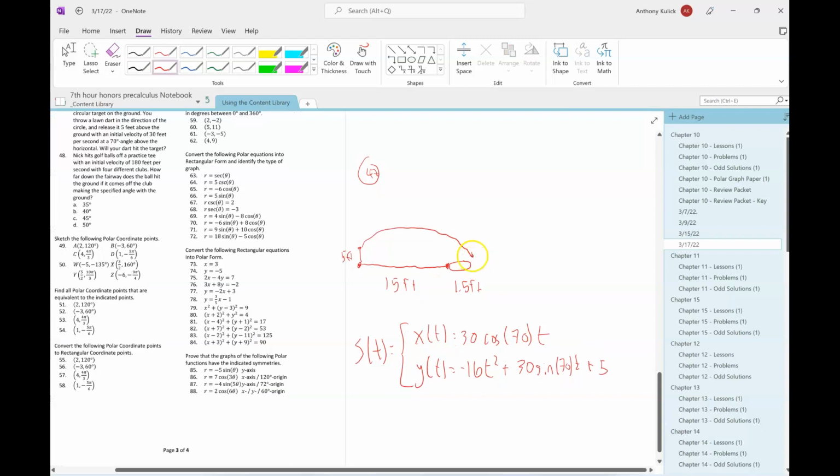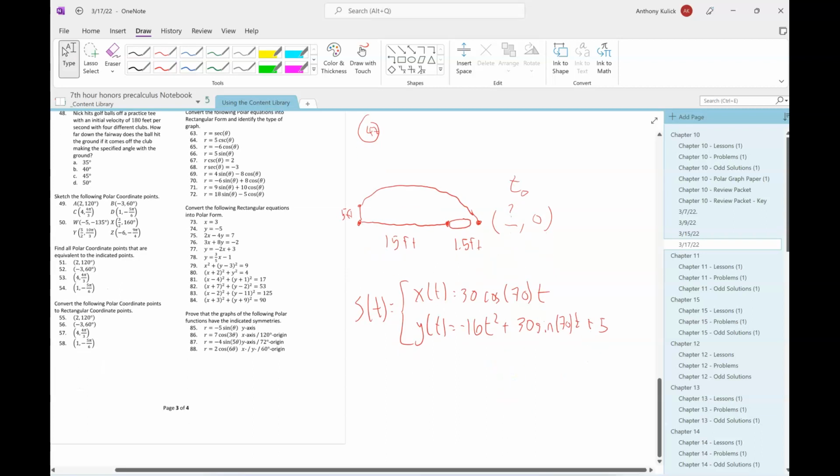And what I want to know is this point, basically. I want to know the x value when the y is 0, right? That'll be when the dart hits the ground. To do that, I want to find the t value associated with when y is 0. And I'm going to take that value for t and then plug it back into my x. So to solve this for t, this is a quadratic equation, so I'm going to plug it into the quadratic formula.